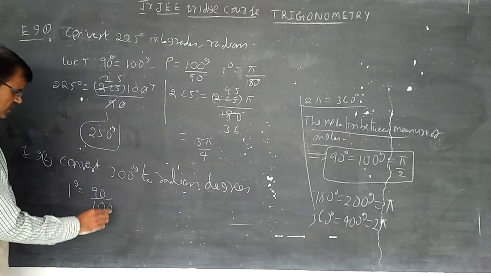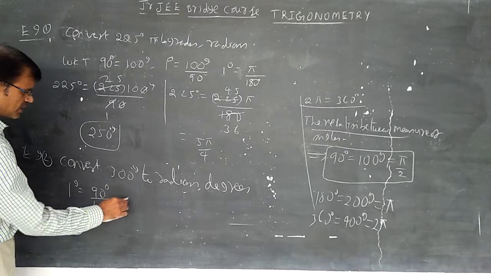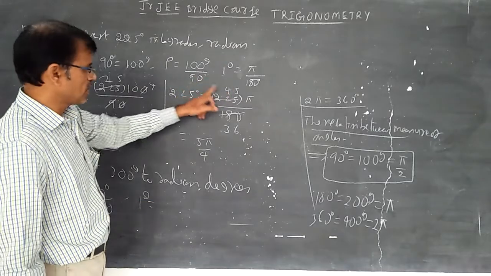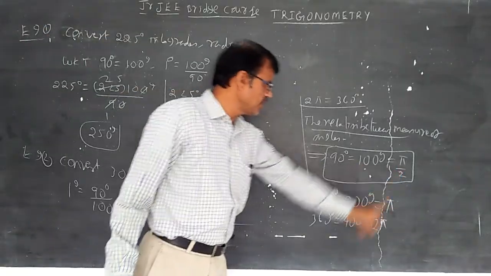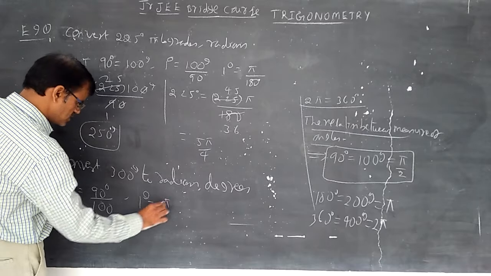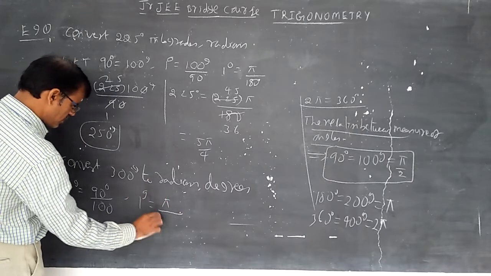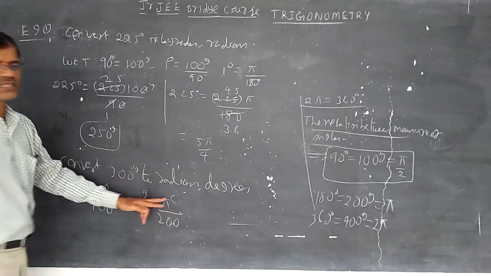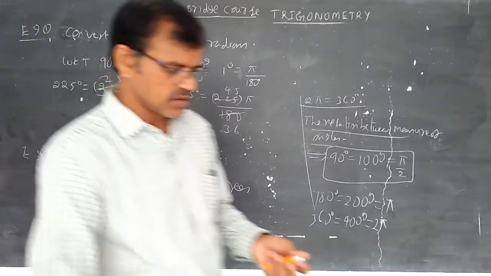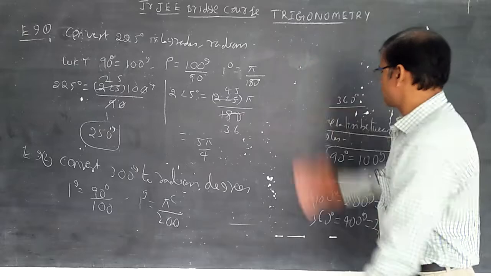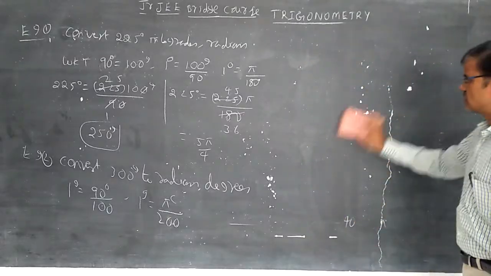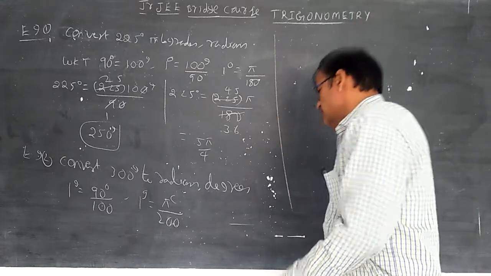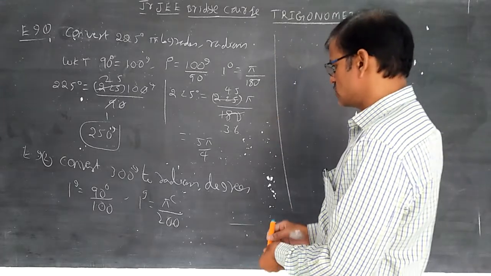Now you can understand that 1 grade is equal to 90 by 100 degrees. And 1 grade is equal to, depending on the concept, pi by 200 radians. G means grade. 1 grade is pi by 200. The general notation C is taken from circle; everyone uses the letter C to indicate radian. So 1 grade is equal to pi C by 200.